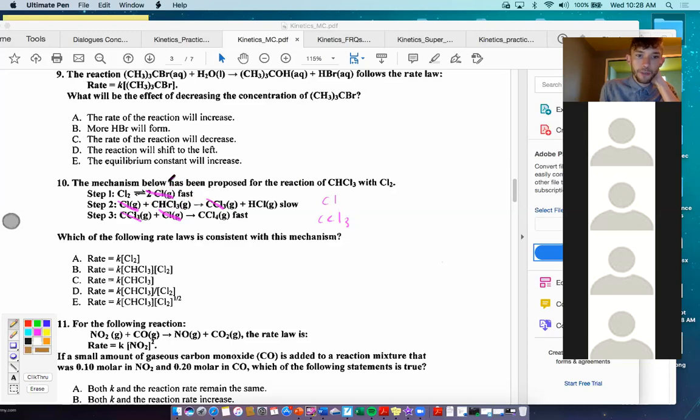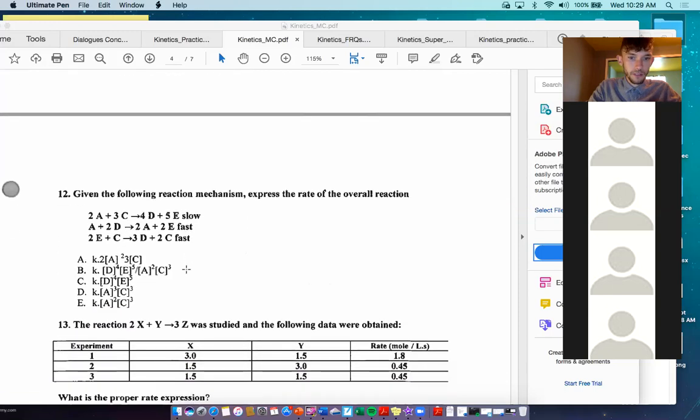So it looks like my overall reaction for this would be Cl2 plus CHCl3 yields HCl plus CCl4, just like that. And it should be balanced. And yeah, that is indeed balanced. All right, so this is the overall reaction, and these are the steps of that reaction, and we've just shown why E would be the rate law for that reaction. Any questions at all about that? Okay, let's find some more good questions to go over.